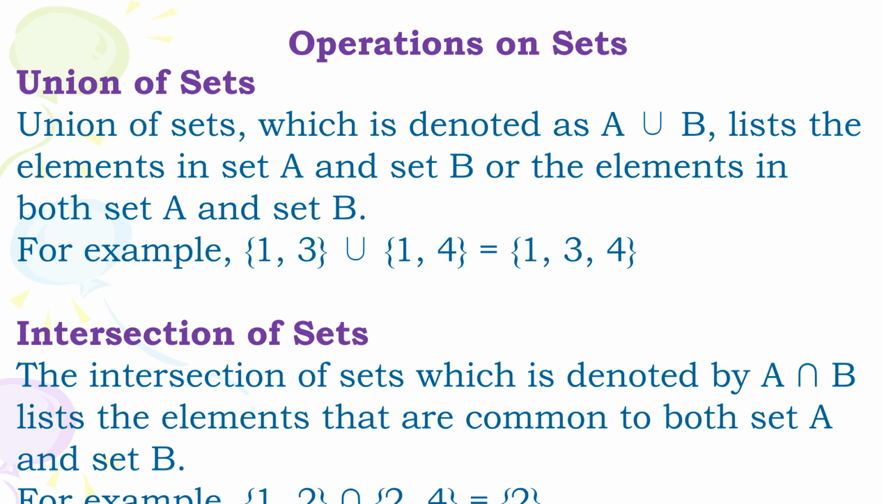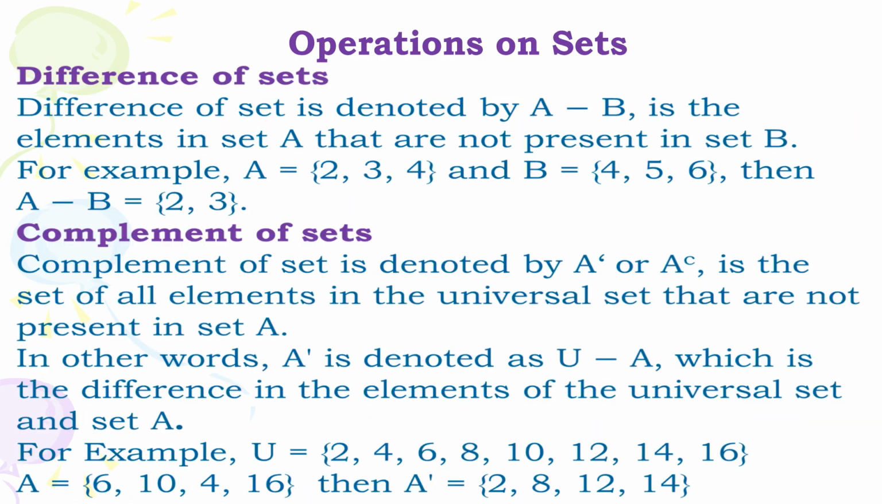Operations on sets include the union, which combines all elements from both sets, and the intersection, which only includes elements common to both. The difference of sets A and B includes elements in A that are not in B. The complement of a set consists of all elements in the universal set that are not in the specified set.